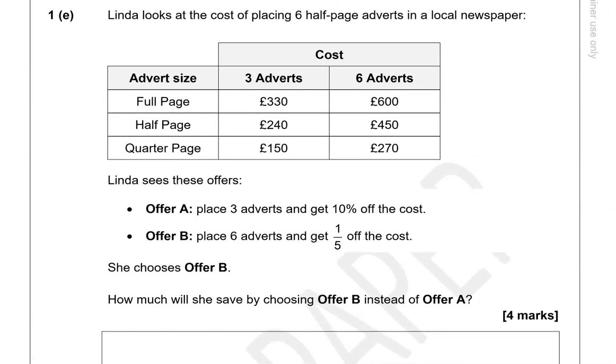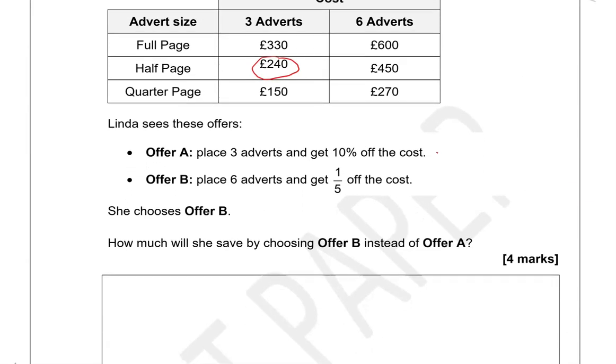Linda looks at the cost of placing 6 half-page adverts in a local newspaper. Linda sees these offers. Offer A, place 3 adverts and get 10% off the cost. Offer B, place 6 adverts and get 1/5 off the cost. She chooses offer B. How much will she save by choosing offer B instead of offer A? So with offer A, 3 adverts and get 10% off the cost. So we've got Linda who wants to place 6 half-page adverts. So half-page, that is 240, the cost for 3 adverts.